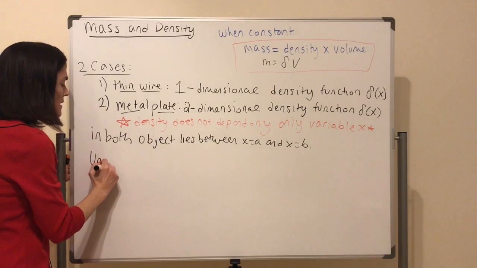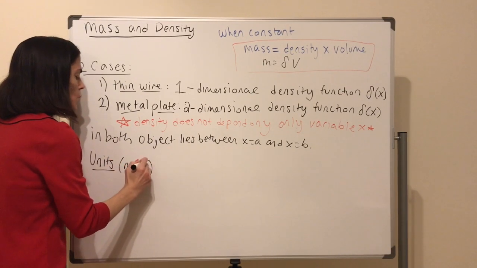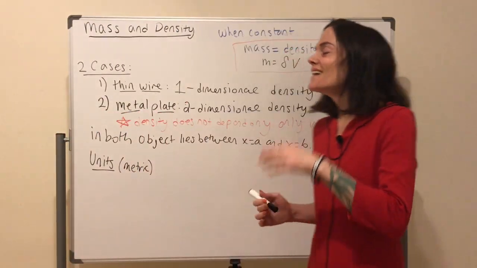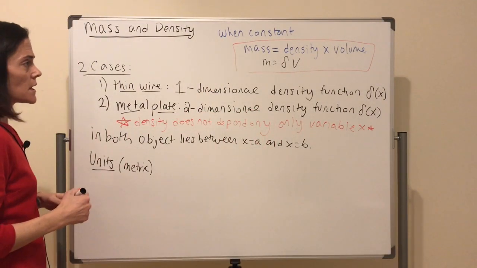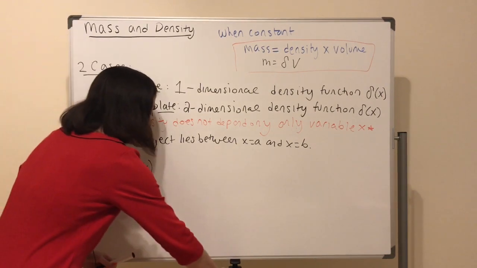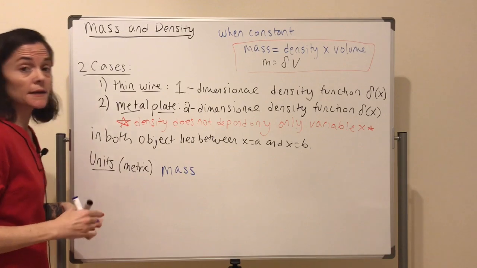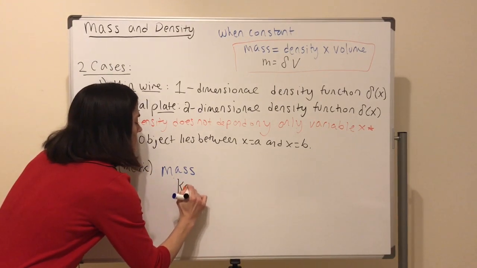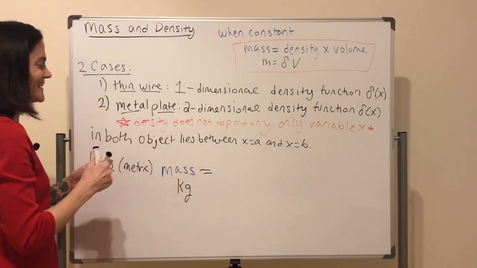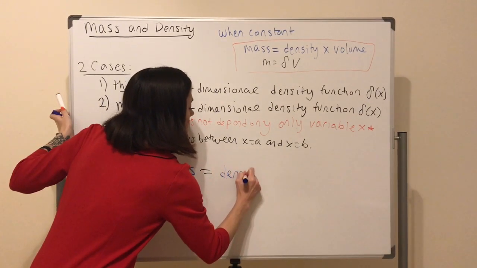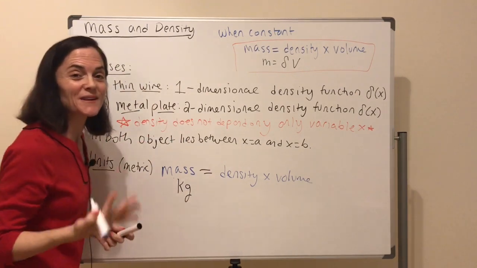Primarily, when we talk about mass, we are working in metric. We will see the US customary when we get to work, but with mass, it's really a metric calculation for the most part. Let's think about all of the units here. Mass is always in kilograms in the metric system, and this should equal density times volume, at least in the constant case, although this is helping us think about units even in the non-constant case.